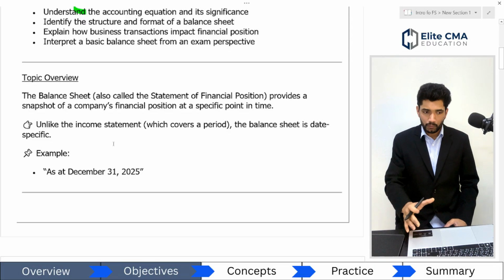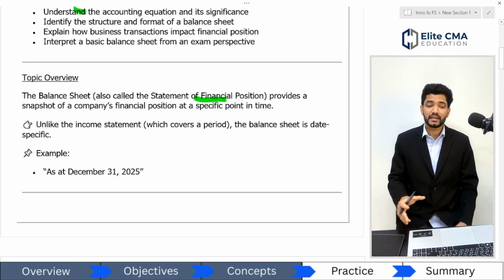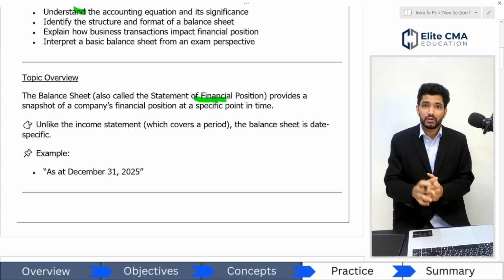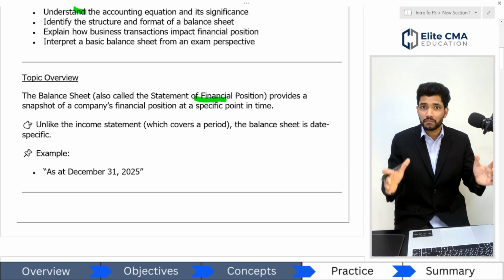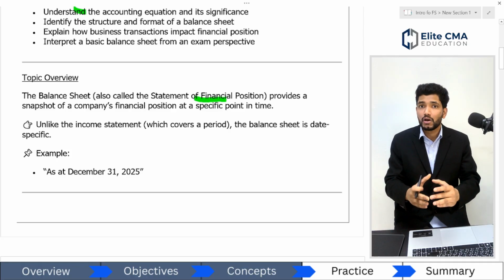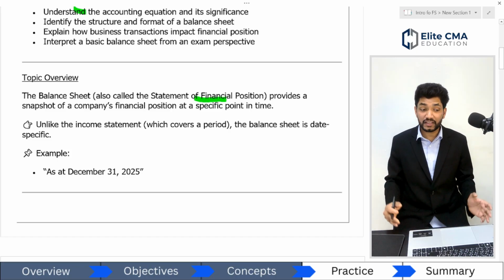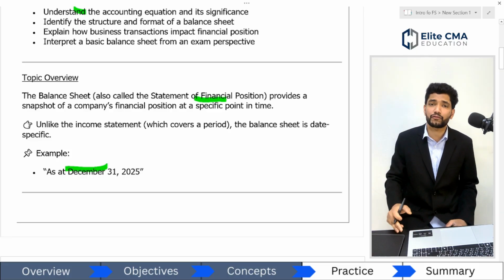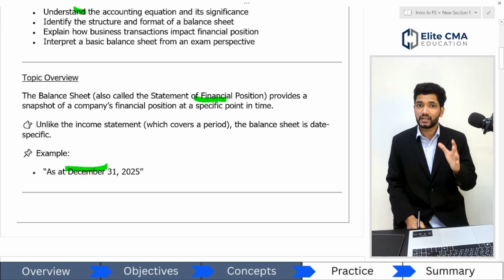Let's move directly into the topic. The balance sheet is also called the statement of financial position. It provides a snapshot of the company's financial position at a specific point in time. The income statement shows the financial performance of a company for a period of time. But the balance sheet shows the company's financial position on a specific point in time or a specific date. The balance sheet date is very specific. For example, as at 31st December 2025, the balance sheet normally specifies a very specific date in the report.